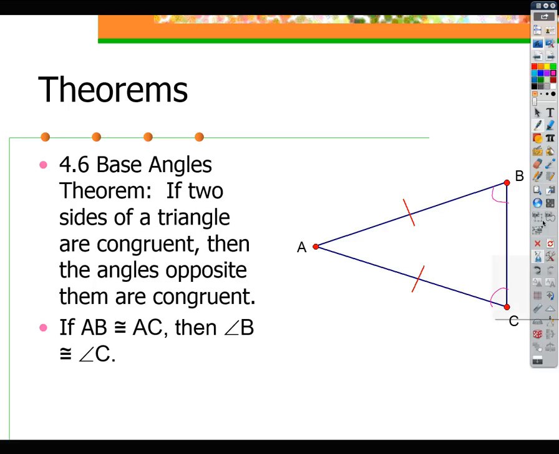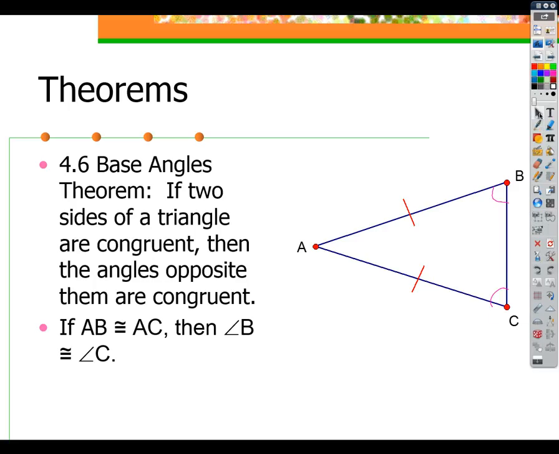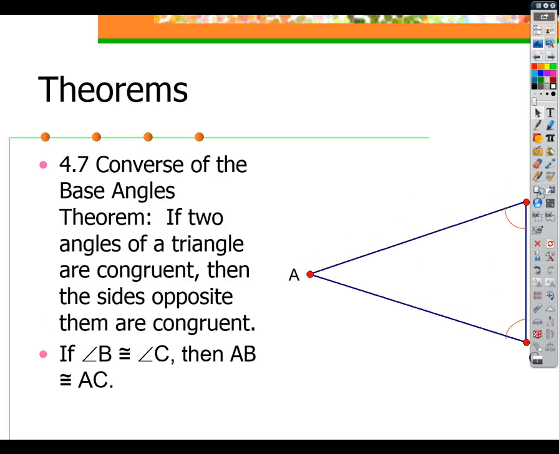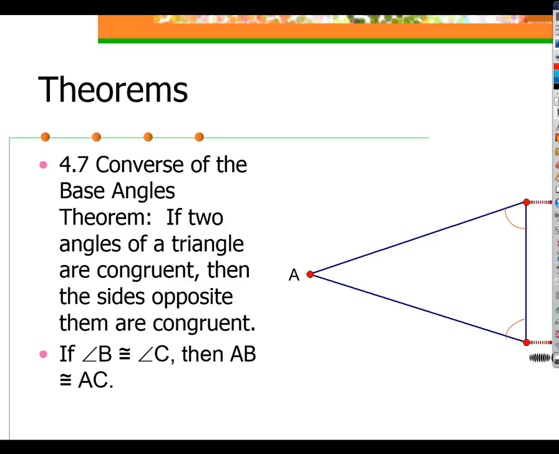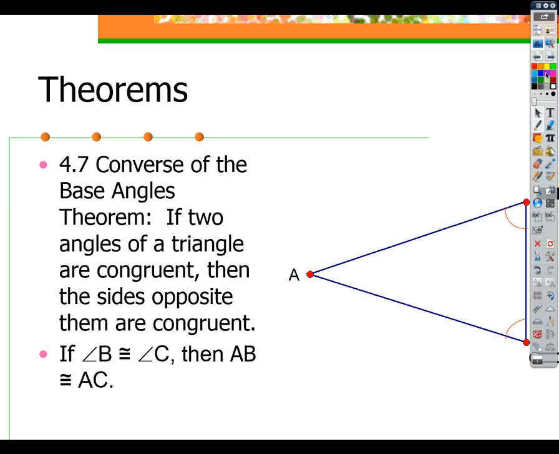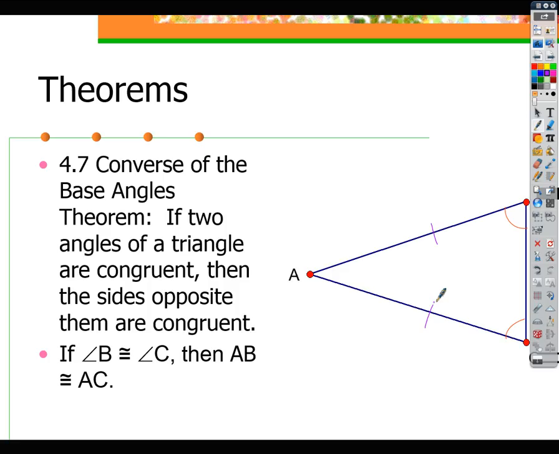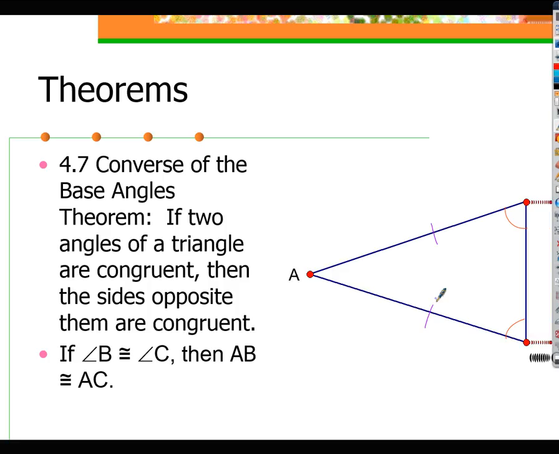We can also do a converse of the base angle theorem if it's convenient or necessary. And the converse just says the opposite. If a triangle has exactly two congruent angles, then what do you think has to be true? Yeah, good. The opposite sides would be congruent, right? So we could then say that those sides are congruent, which means it's what kind of a triangle? Isosceles. Good.